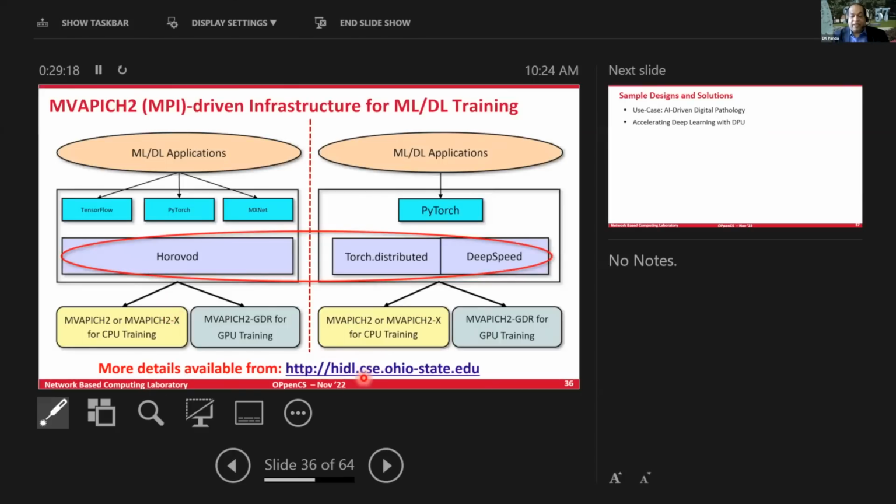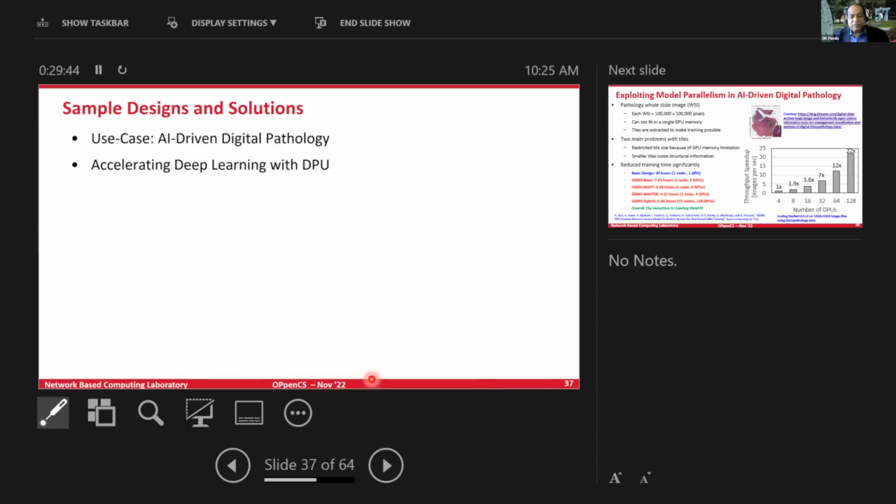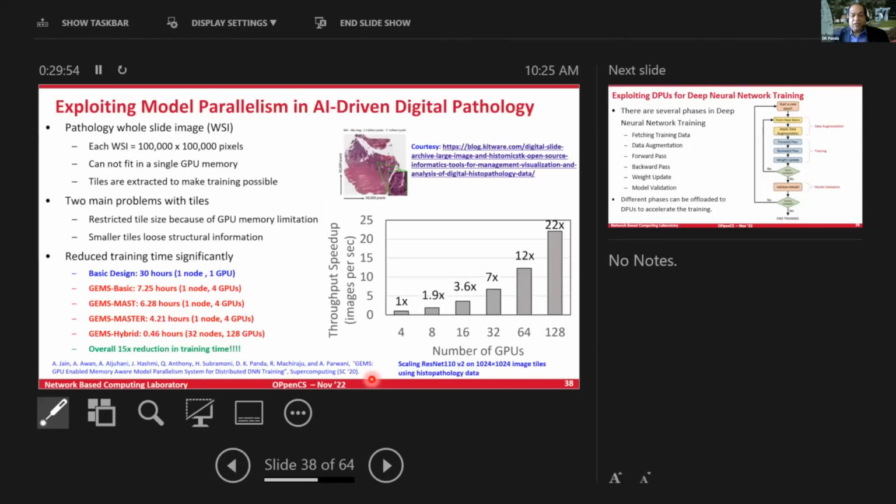So we have this project called HiDL, high performance deep learning, high performance machine learning. Since we have linked it, if you have installed our library, you should be able to directly run. You don't have to change anything. You run exactly your same TensorFlow, PyTorch applications, but you get the boost in performance. So please take a look at HiDL. In fact, we'll be making a new release also, might be tomorrow or the day after. So I'll try to show two examples. One is AI-driven digital pathology, and then I'll talk about accelerating deep learning with the DPUs.